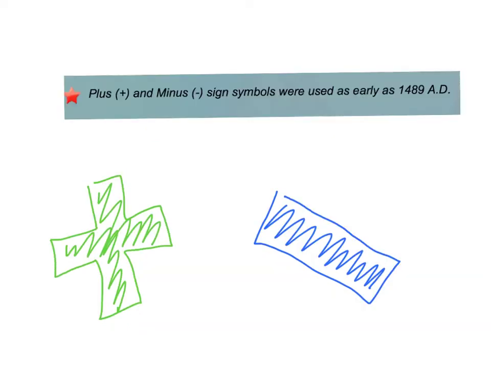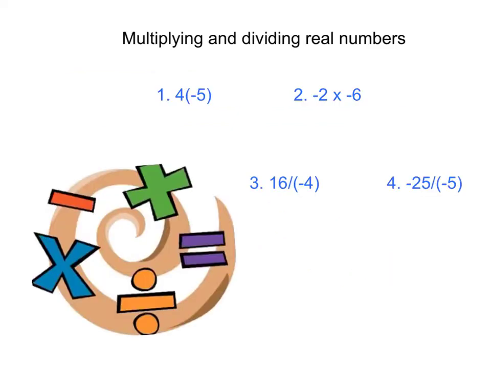Alright, just a little fun fact for you. Plus and minus signs were actually used as early as 1489 AD. That is a long time ago. So just keep in mind that this is something that has been used for years and years and years, and you should probably know it too.